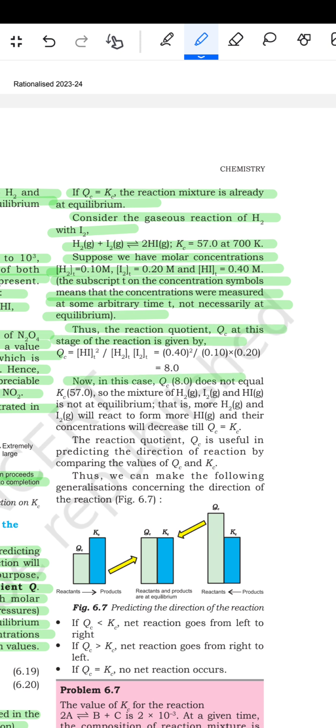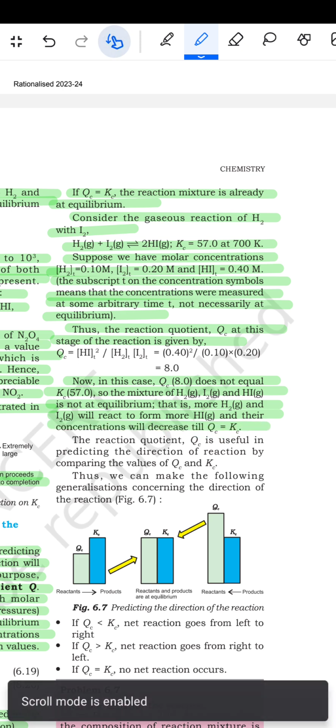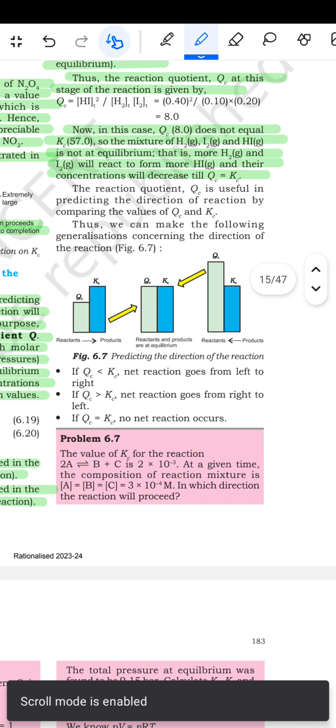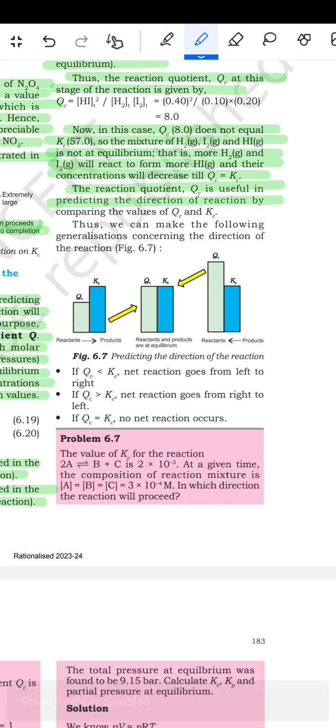Now, in this case, Qc is equal to 8.0, which does not equal Kc 57.0. So the mixture of H2, I2 and HI is not at the equilibrium. Then more H2 and I2 will react to form more HI, and their concentration will decrease till the Qc is equal to Kc. आगे है कि द रिएक्शन कोएफिशिएंट Qc is useful in predicting the direction of the reaction by comparing the value of the Qc and the Kc.